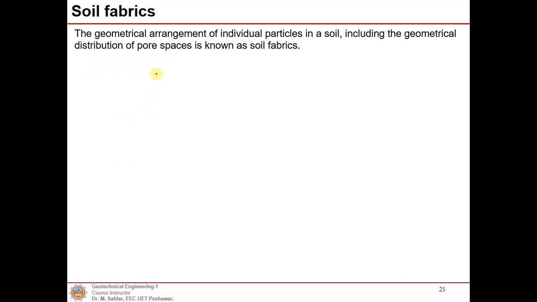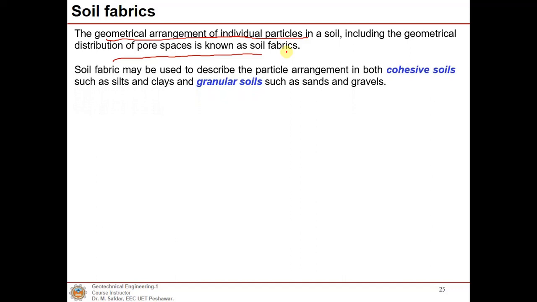The strength, compressibility, and hydraulic conductivity also depend upon the geometrical arrangement of individual particles in a soil. Therefore, we must know the geometrical arrangement of individual particles in a soil, including the geometrical distribution of pore spaces, and that is known as soil fabric. Soil fabric may be used to describe the particle arrangement in both cohesive soils such as silts and clays and granular soils such as sands and gravels.